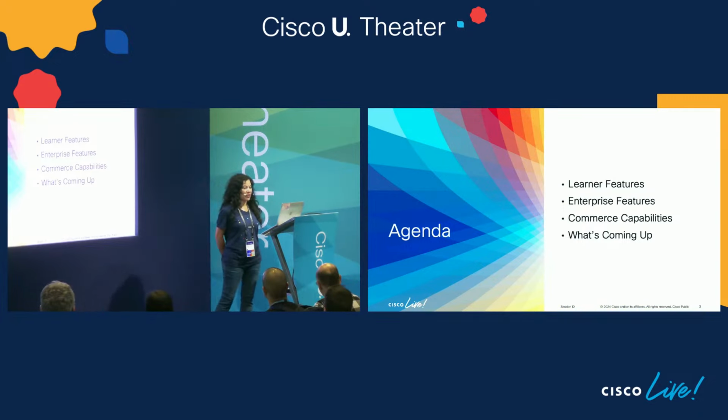And then lastly, or almost lastly, commerce capabilities. We've enhanced some of the ways that you can purchase Cisco U and some of the options available. So I'll touch upon that. And then just to close things out, what's coming up. So what's in the pipeline, what we have that is coming soon that we're excited to show all y'all. All right, so let's go.